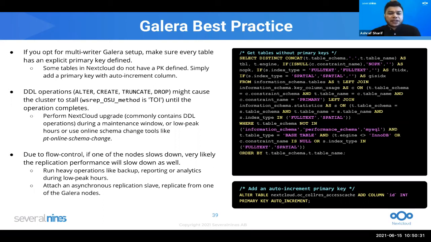Since Galera applies replication flow control, if one of the nodes gets slow, it is very likely the replication performance for the whole cluster will get slow as well. So I would recommend running heavy operations like backup, reporting, or analytics during low peak hours, or scheduling them to run on a synchronized replication slave, which basically has no impact on the Galera cluster.